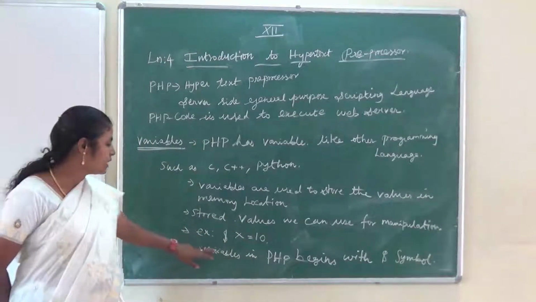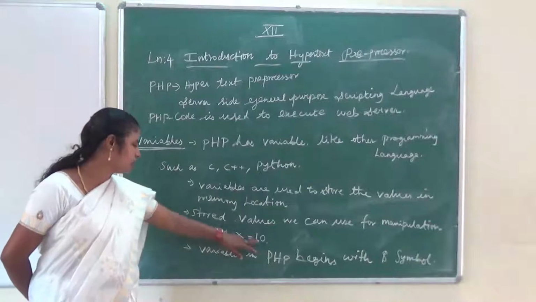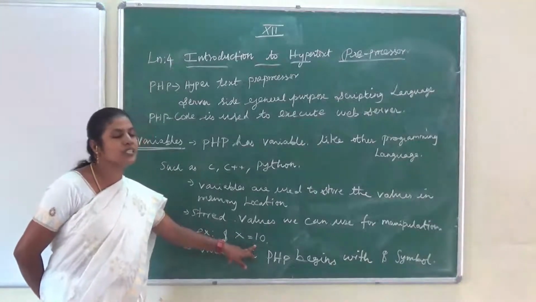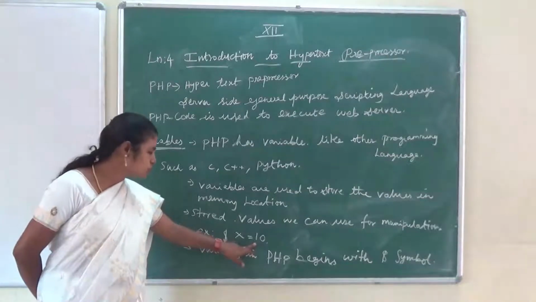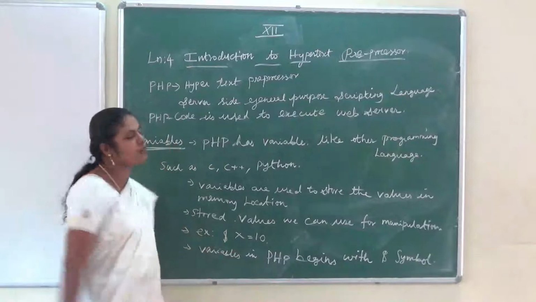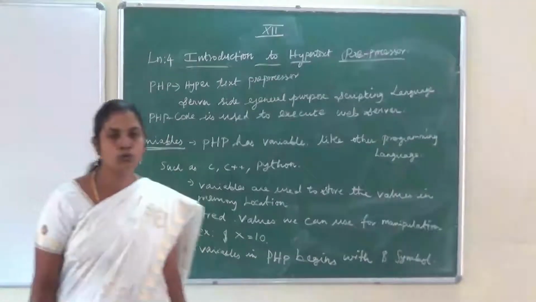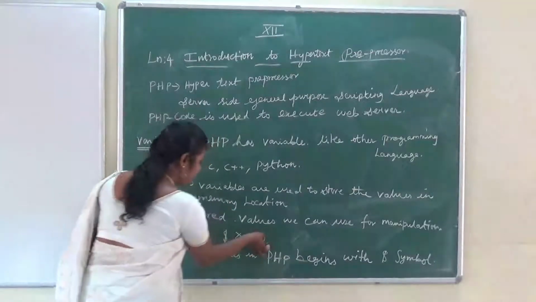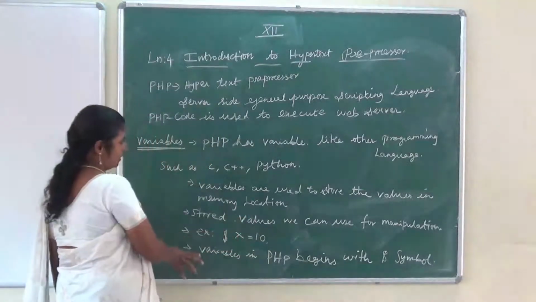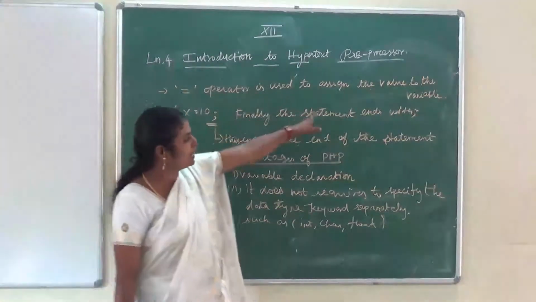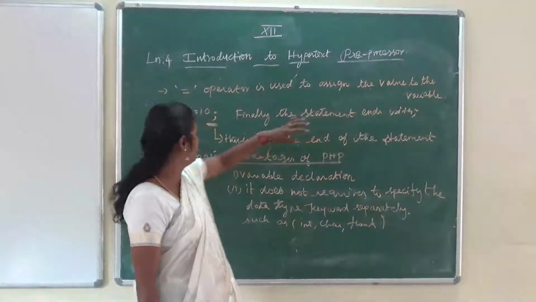Next, the is equal to symbol we have given here. What is the use of this equal to symbol? This is used to assign the right hand side value, the value 10, to the left hand side variable. The equal to operator is used to assign the value to the variable.